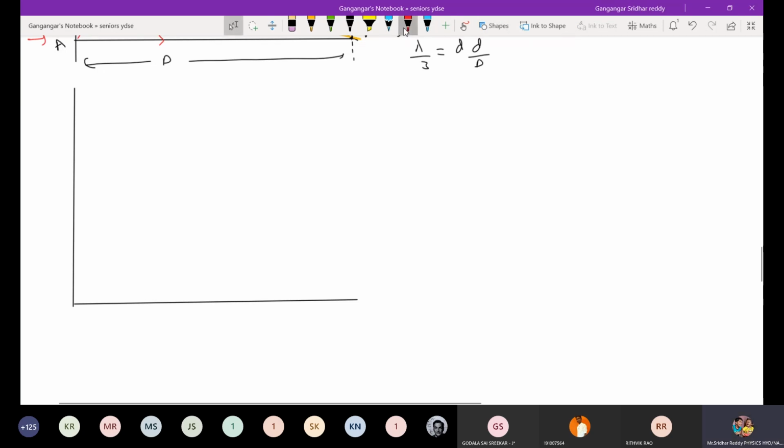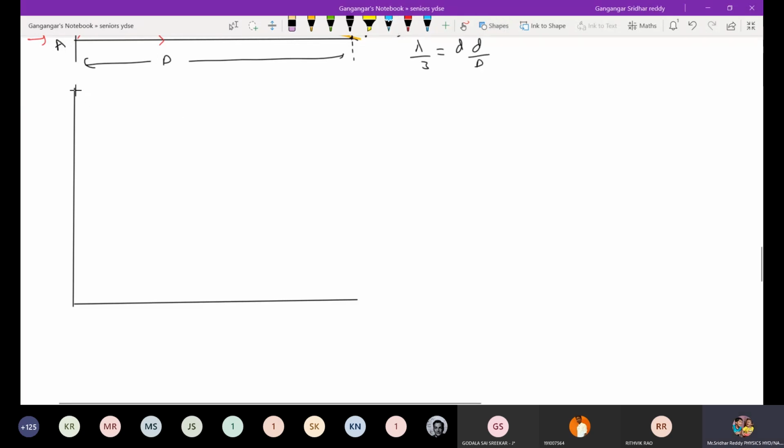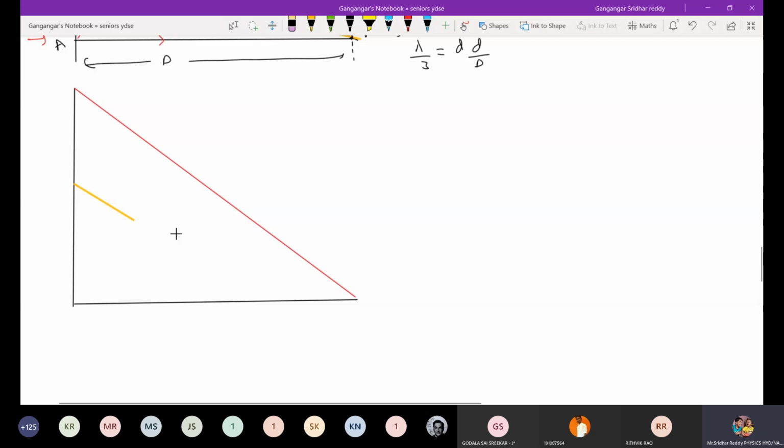Ray will come from C to B. Okay, let's come for this. So the slit C, no, it will be C. This will be B.